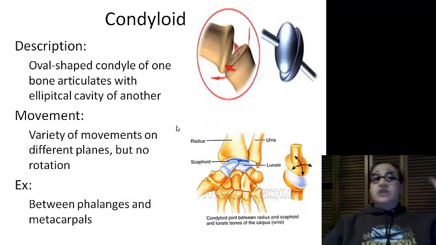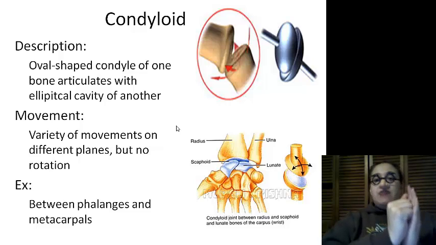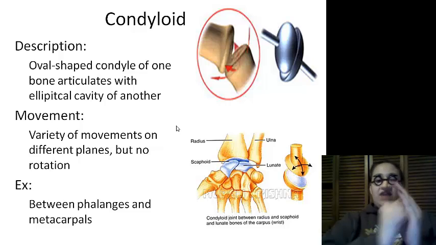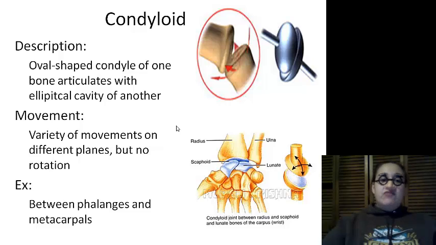Finally, we have the condyloid, which is an oval shape of one into an elliptical shape of the other. Now this may resemble a ball and socket, except instead of having the socket go all the way around the ball, it's more of an oval shape, and it fits into this. It allows for a variety of movements in different planes, but no actual rotation. This is going to be our phalanges and our metacarpals.